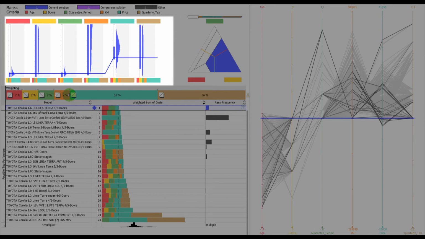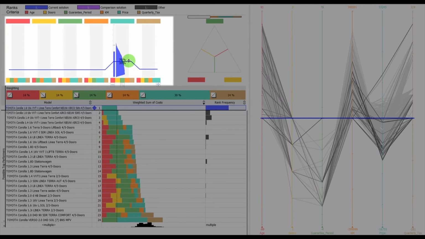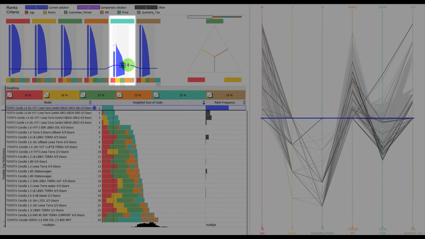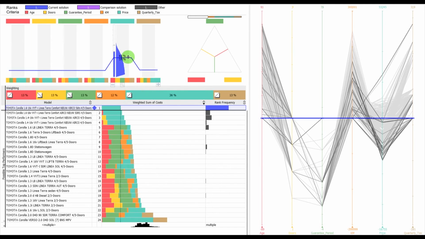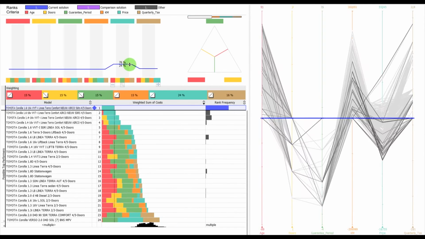A novel visualization of the weight space shows how the first ranked car ranks at other weight combinations. We can change the weight along any of the trade-offs by dragging the slider. The fifth visualization, for example, shows the trade-off between price and all remaining criteria. If we move the slider all the way to the top, 100% of the weight is put on the price.